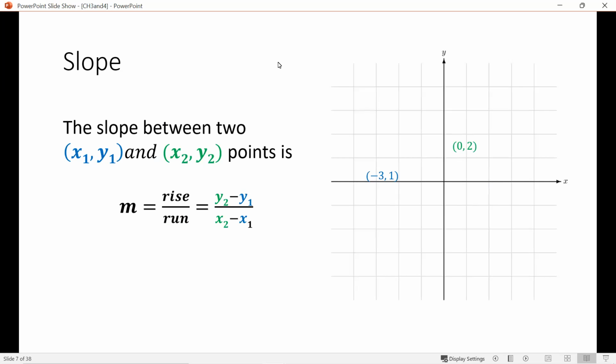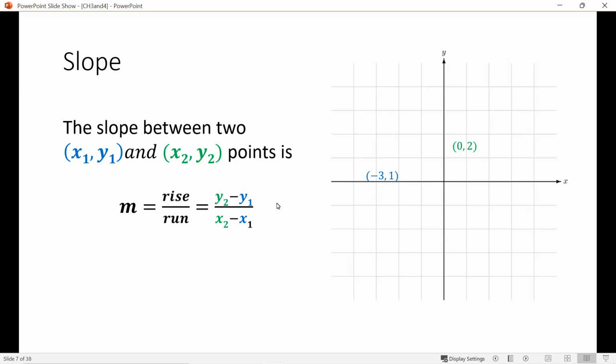Slope. So let's talk about slope. Each of these lines has a different, let's call it a steepness, and that is what we call the slope. So the slope between any 2 points can be calculated as the difference in the height of the 2 points divided by the difference in the horizontal distance of the 2 points, what we call rise over run, okay?